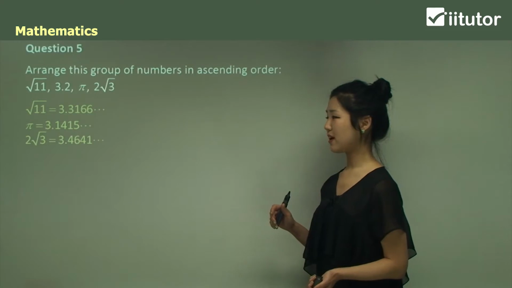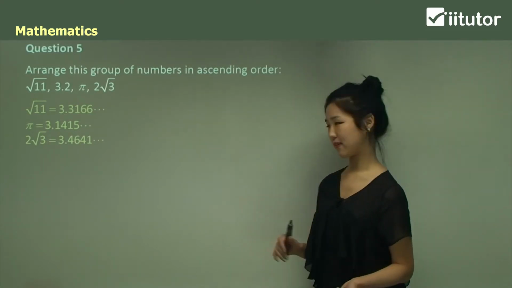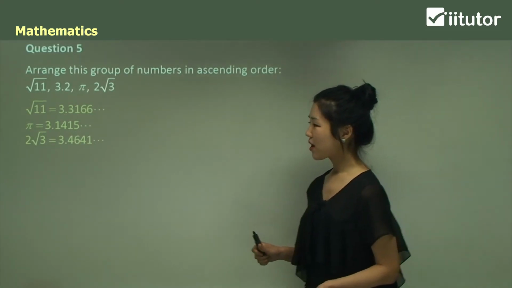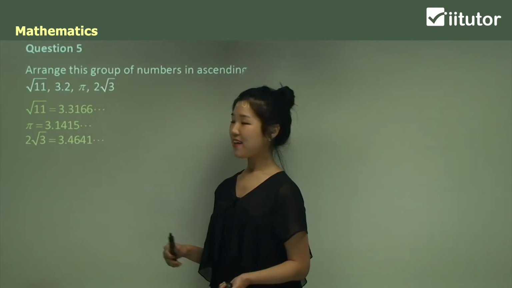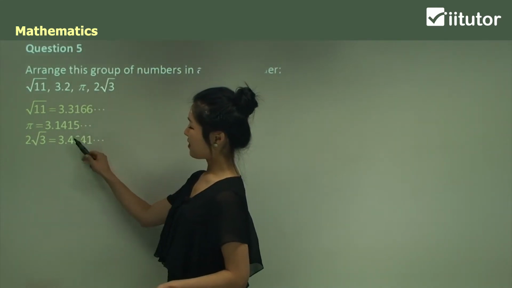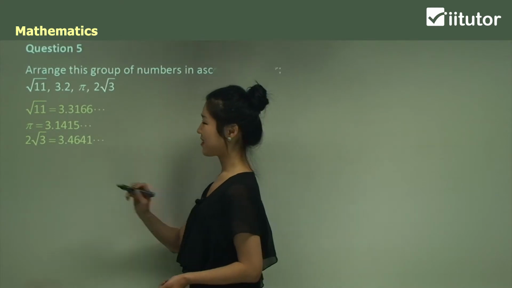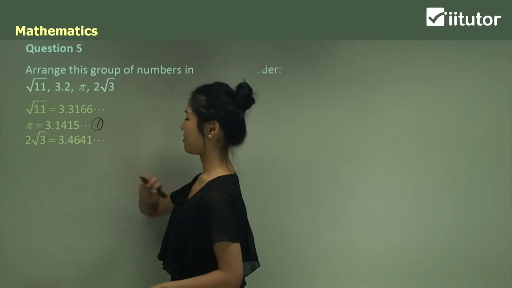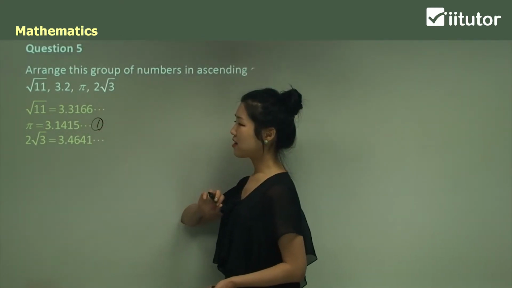And 2 root 3, that's 3.46, something. And now let's compare. Guys, which one is the smallest? So out of that, this, and this, which one is the smallest? You can clearly say it's this one, pi. Pi is the smallest.